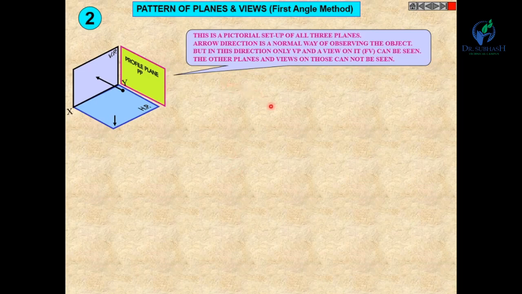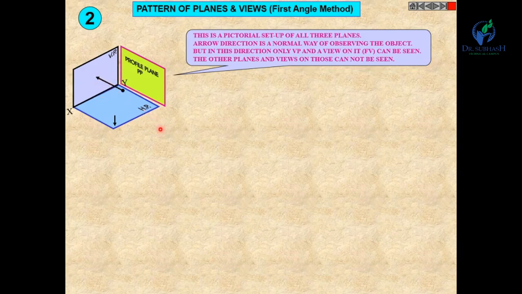Now this is the pictorial setup of all three planes. As we discussed earlier, the arrow direction is the normal way of observing the object, but in this direction only the VP and the view on it, that is the front view, can be seen. The other planes and the views on them cannot be seen.